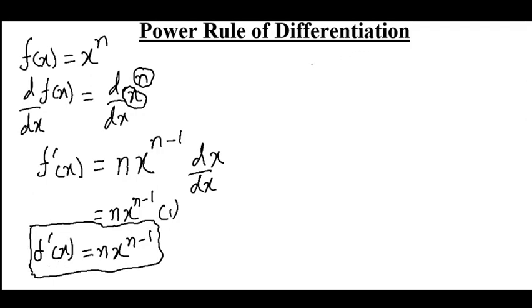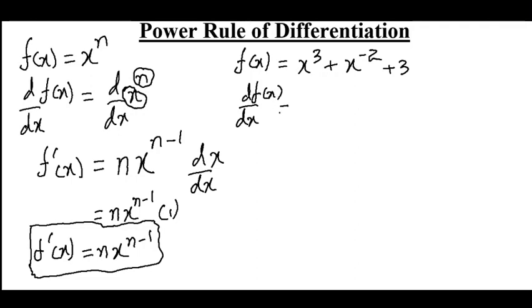Now we will apply it to some particular functions. For example, we have a function f of x, which is simply x cube plus x power minus 2 plus, for example, 3. We will differentiate it on both sides with respect to x, that is d over dx of f of x is equal to d over dx of x cube plus d over dx of x power minus 2 plus d over dx of 3.